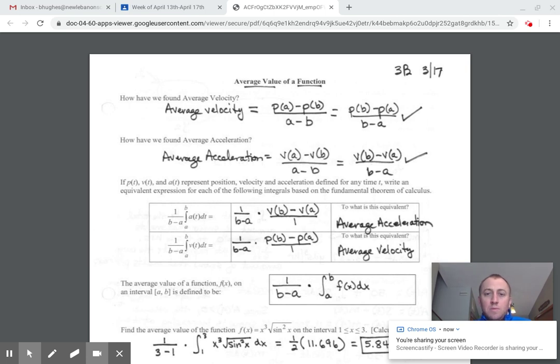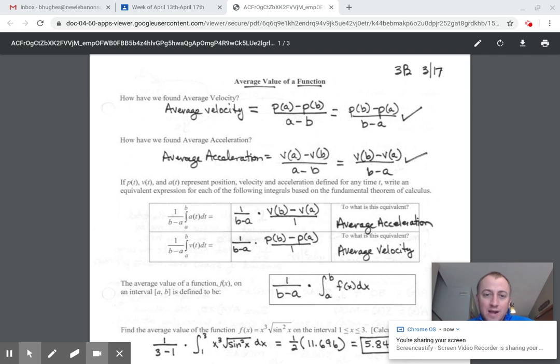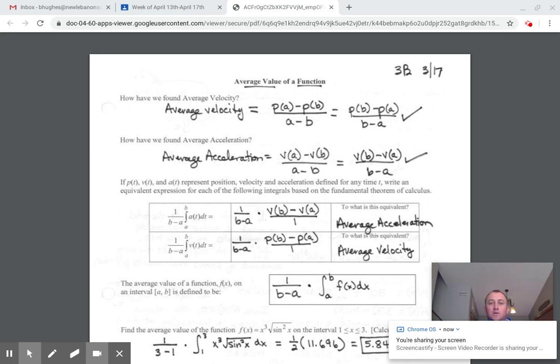Two things we've talked about already. How do we find the average velocity? How do we find the average acceleration? The average velocity, just remember that we have to use the position function. So P of B minus P of A over B minus A. And then you can very easily switch those if you would like. P of A minus P of B, which is over A minus B.